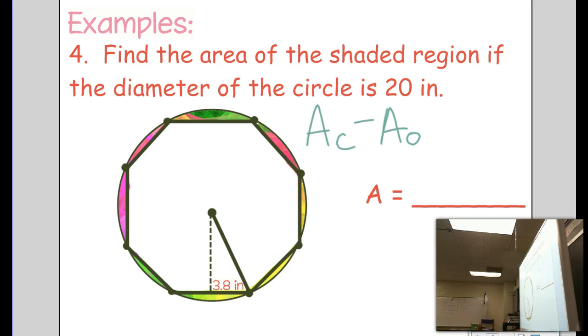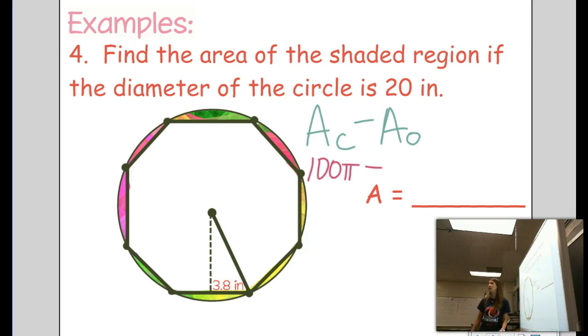Very good. Is it a decagon? I think it's an octagon. 1, 2, 3, 4, 5, 6, 7, 8. Matt, what's the area of the circle? Let's do it. What's the radius? 10. Pi r squared. What's 10 squared? Matt, 10 squared. 100. So the area of the circle is 100 pi.